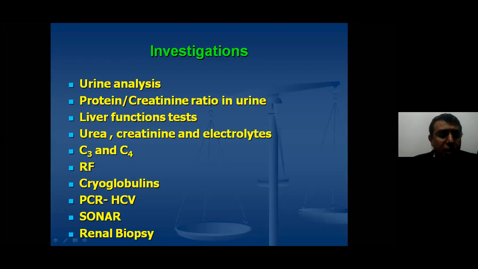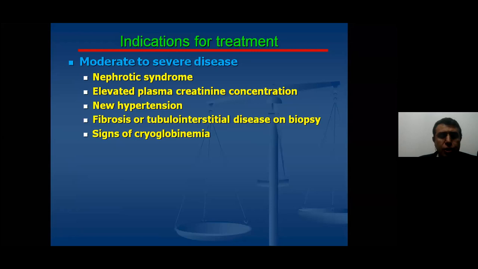What are the indications for treatment? If we have moderate to severe disease, such as nephrotic syndrome, elevated plasma creatinine, new hypertension, or signs of cryoglobulinemia, or if the biopsy shows fibrosis or tubulointerstitial disease, I should start my management. Or progressive disease, which means that I have disease that is gradually progressive, so that I should treat to avoid reaching end-stage kidney disease.